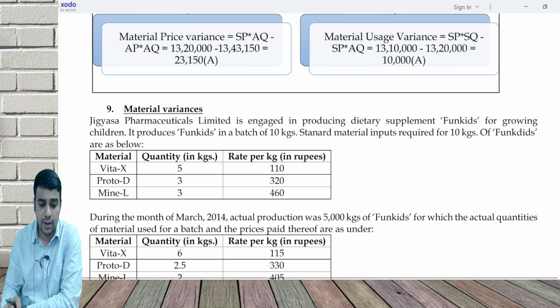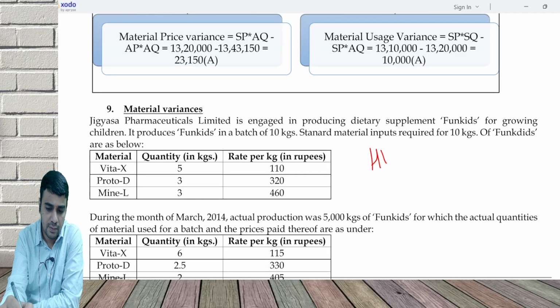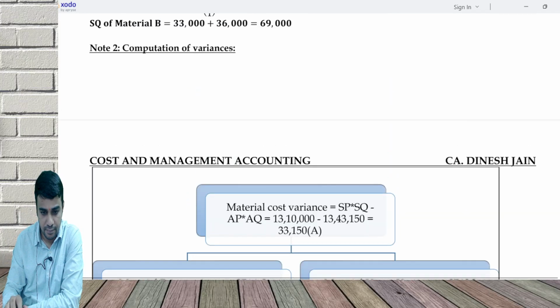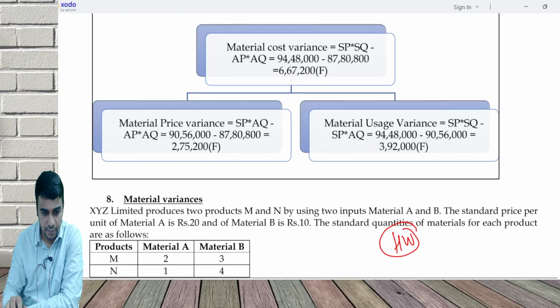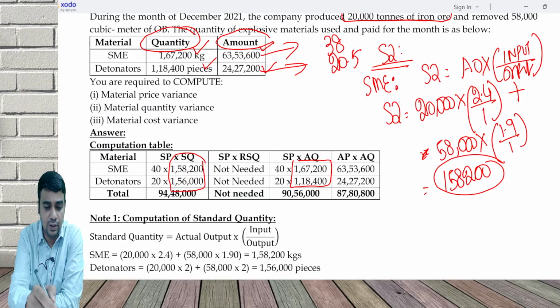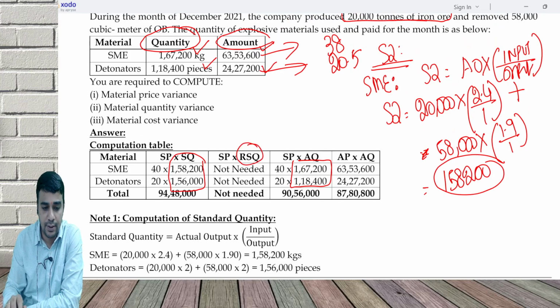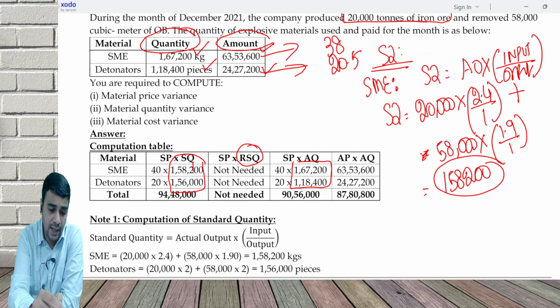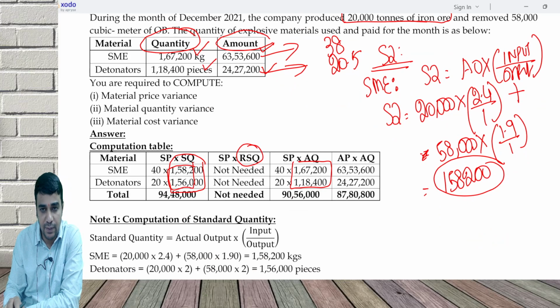So 8 is homework. 9 is homework. Sir, can you repeat the last part which we were taught? So the last part is: in case you have to do RSQ calculation in question 7, you have to split that in the ratio of 1582 to 1560. That's the standard mix. The mix between SME and detonators is 1,58,200 is to 1,56,000, which is 1582 is to 1560.